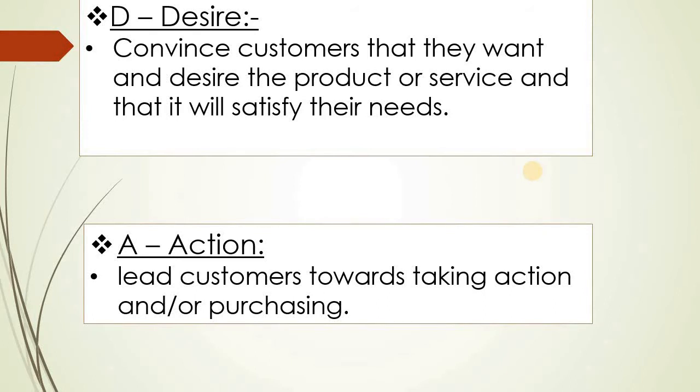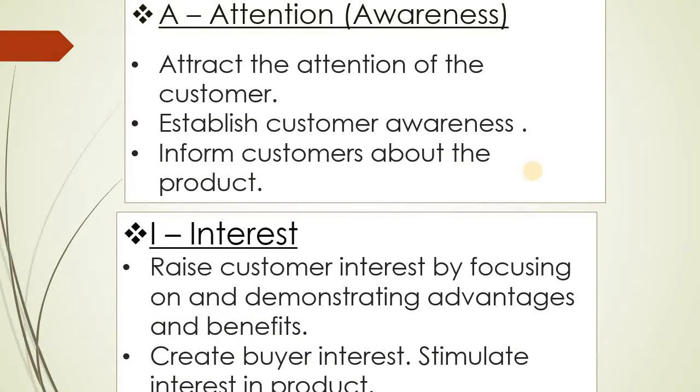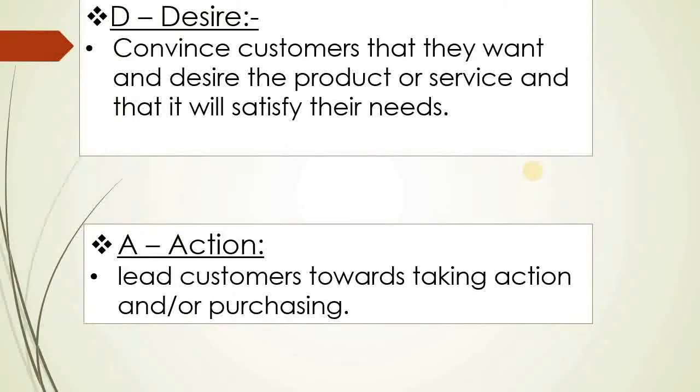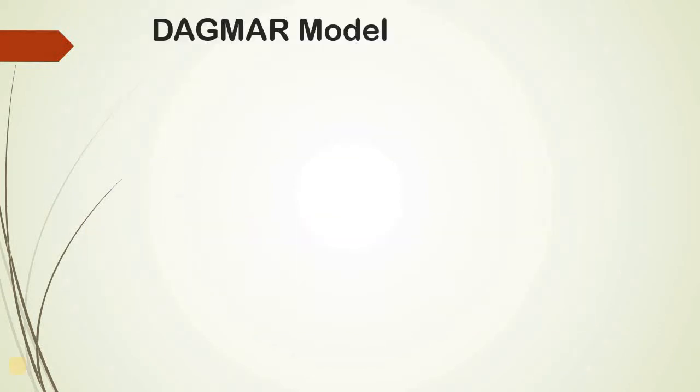So this is the AIDA model. It begins with A, I, then D, A. Now let us discuss the DAGMAR model.